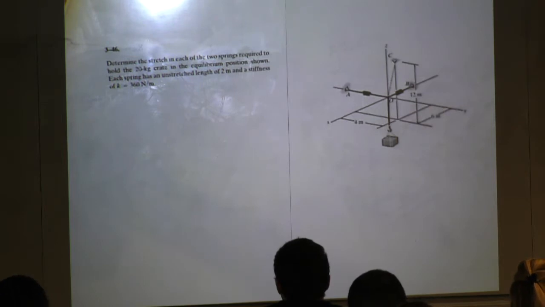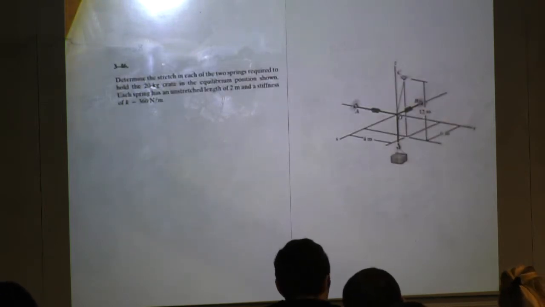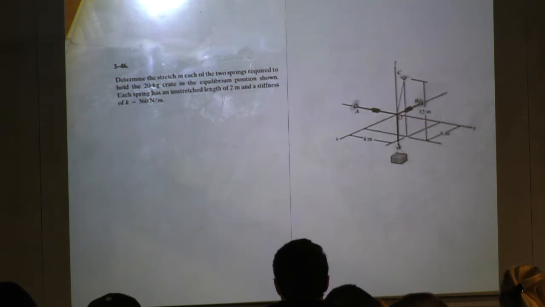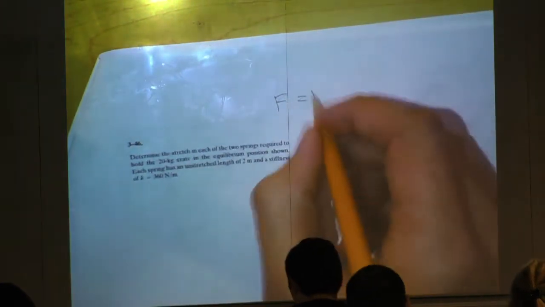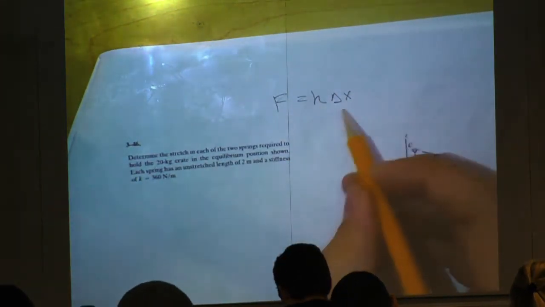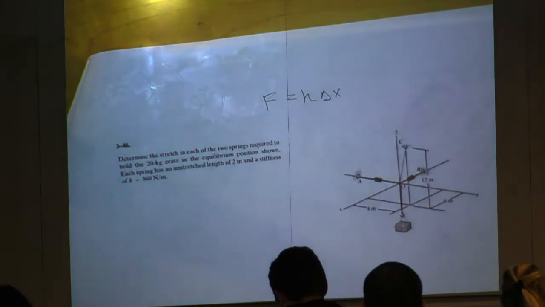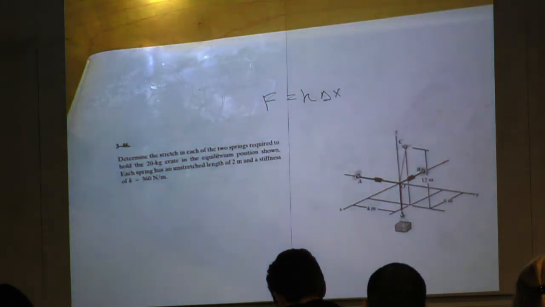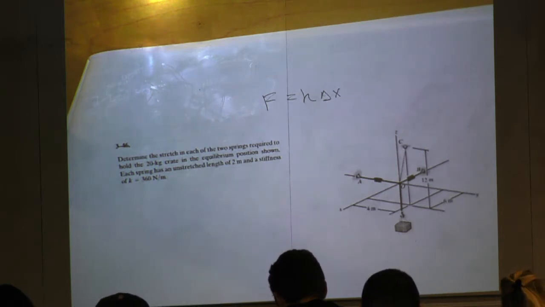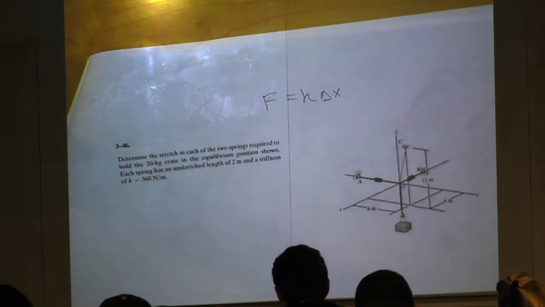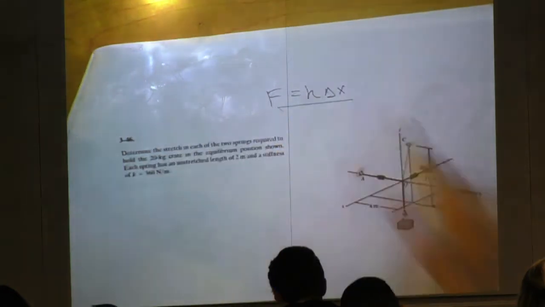So each spring has an unstretched length of 2 meters and a stiffness of k equal to 360 Newton per meter. So just really quick, the equation to find the force in a spring is equal to some spring constant times some change in x. So if it has a natural state where it likes to stay, if you elongate it or compress it, that delta x multiplied by your k value will give you the amount of force required to move it, or when you compress it, the amount of force that it's going to expend to get back to its equilibrium position. So that's just something to keep in mind.